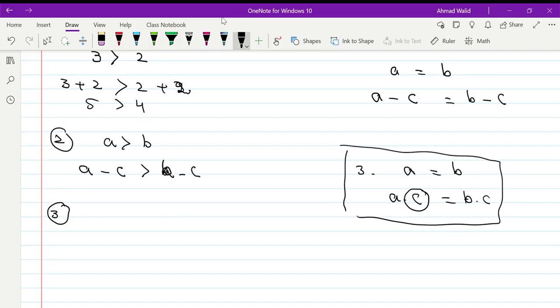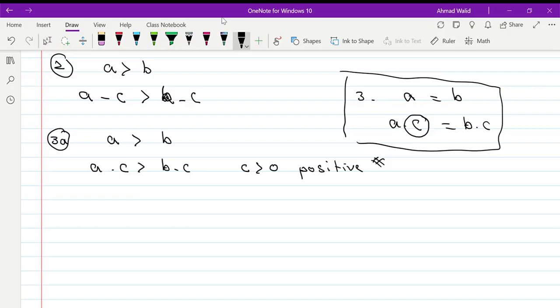Let's name it 3a. If I have A greater than B, and I multiply both sides of my inequality with a positive number, I'll show it this way: C is greater than 0. It means C is a positive number. If you multiply an inequality with a positive number, you multiply the other side with the same. But what happens if you multiply an inequality with a negative number?